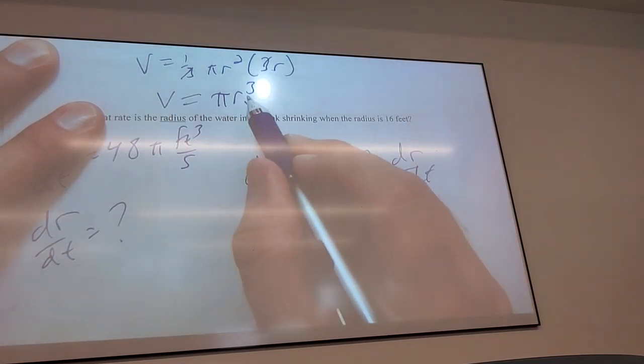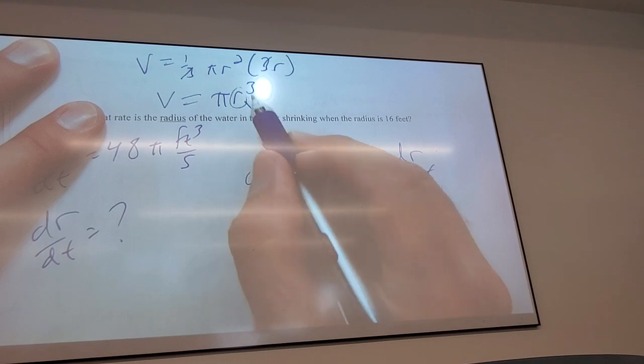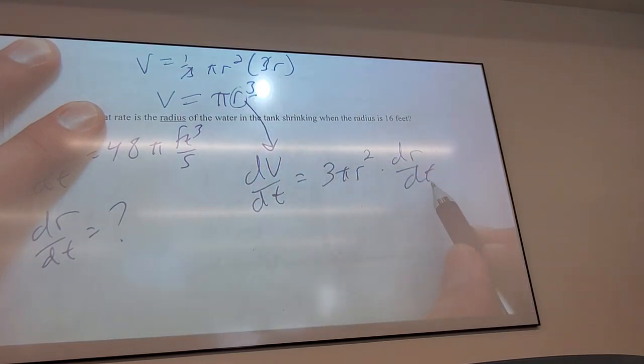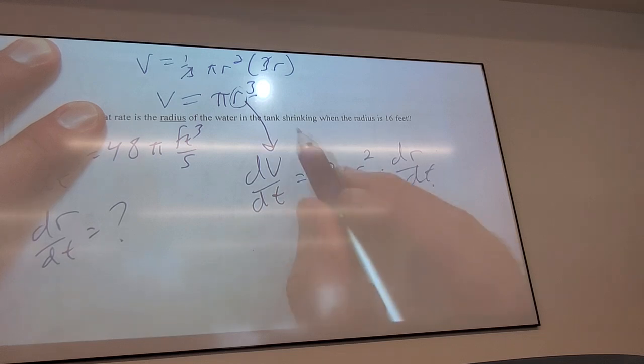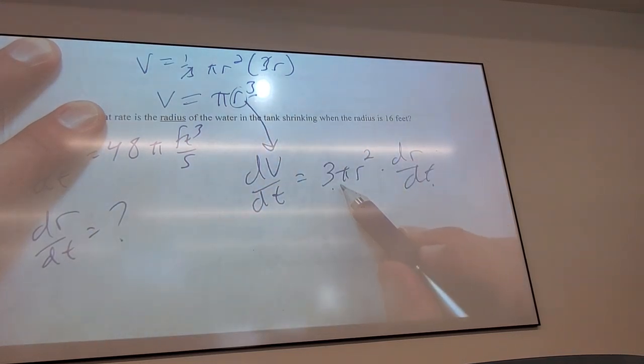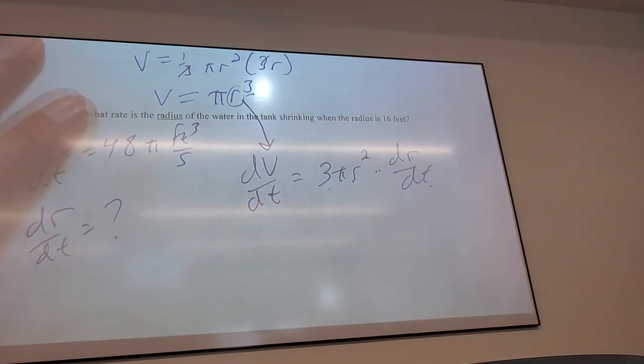Let me make sure everybody's with us. Yeah. This is stuff cubed. I'm taking the derivative with respect to time. So how do you do something cubed? 3 times something squared times the derivative of something. Why is it dV/dt 48 pi? It is. So now I'm going to put 48 pi.